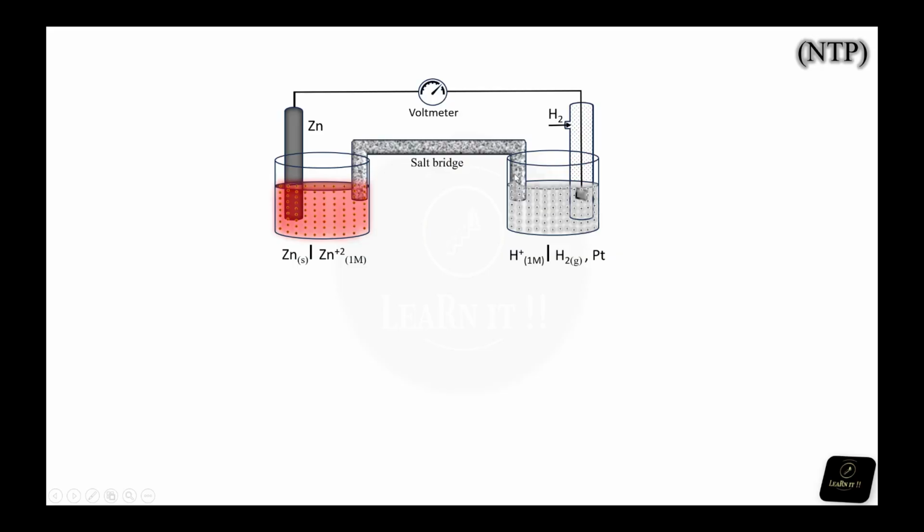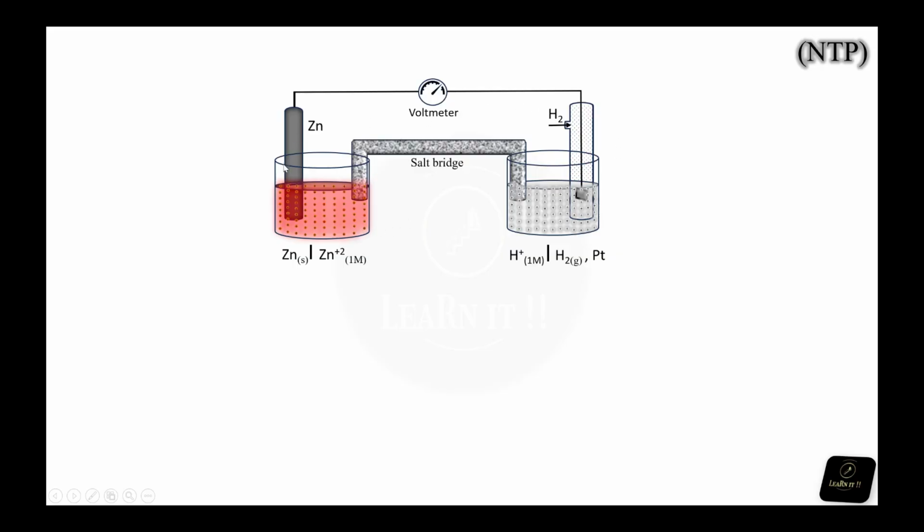Here the function of the salt bridge is that it completes the circuit and maintains electrical neutrality. So we will see the working of the cell. Here we know that zinc will undergo oxidation at NTP, but hydrogen can act as both anode and cathode.